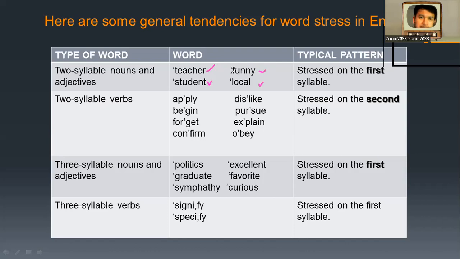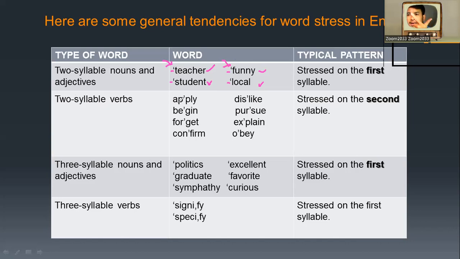We have a typical pattern: stressed on the first syllable. The first syllable is where the stress is indicated. So teacher, student, funny, local: stress on the first syllable. This is the symbol or sign to identify that, the first stress. So what about two-syllable verbs?